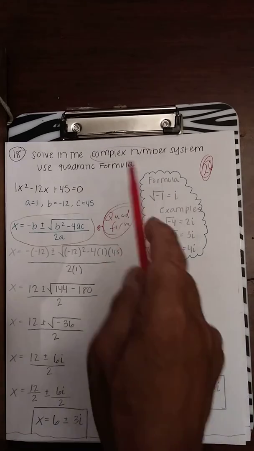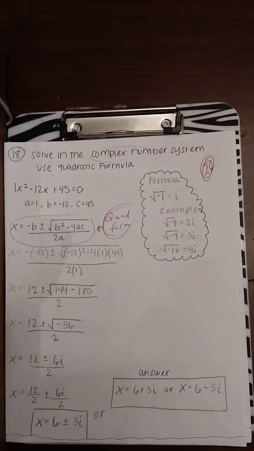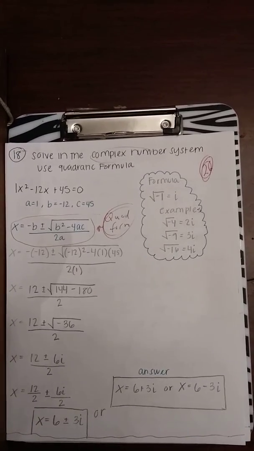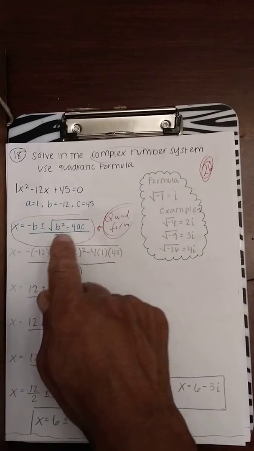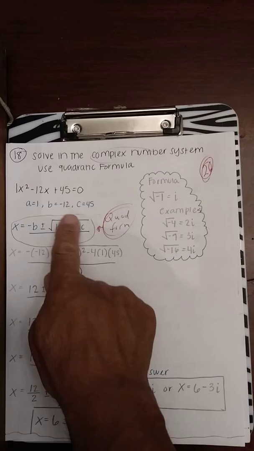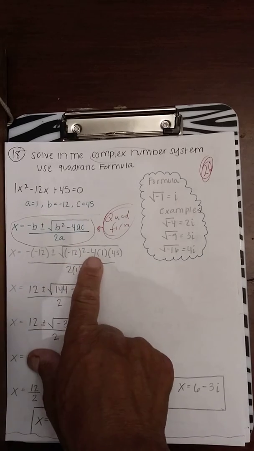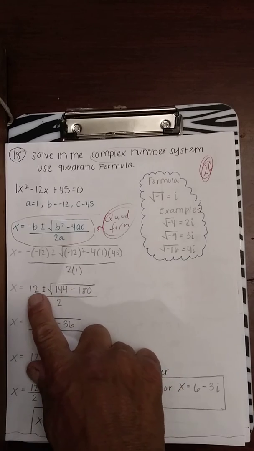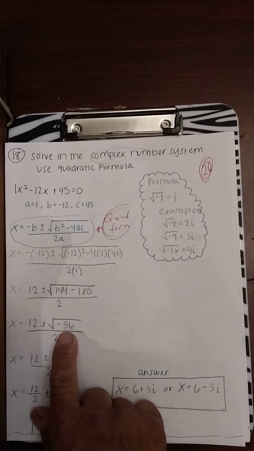Solve in the complex number system. We can get imaginary solutions. So we have A, B, and C. Put them in the formula. Here's the quadratic formula. Put negative of negative 12, negative 12 squared minus 4 times A times C. And that's going to be 144 minus 180, which is negative 36.